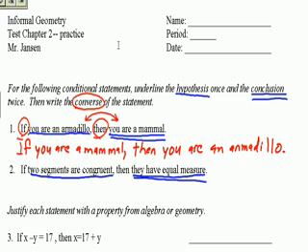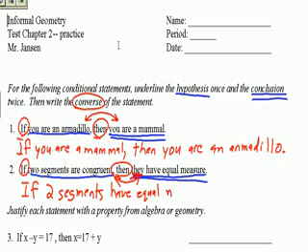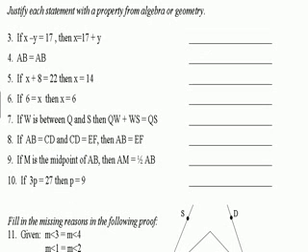If we wanted to write the converse of this statement, again, the if and then stay where they are, and we switch hypothesis and conclusion. Now, it wouldn't make sense to start with the pronoun they, so we would say, if two segments have equal measure, then they are congruent. And then we would be finished doing our converse.